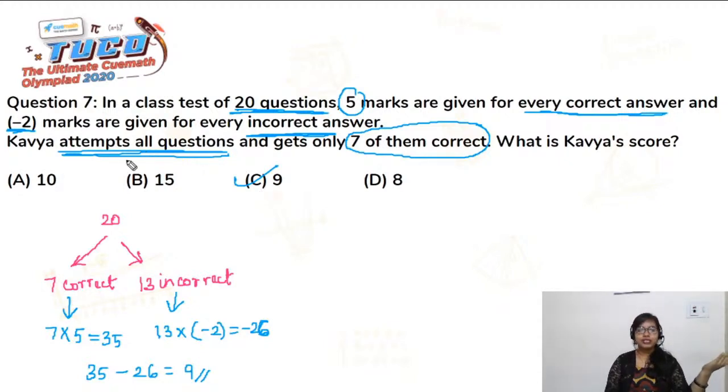So what Kavya did was, Kavya attempted everything. But let's say that Kavya would have attempted only the questions which she was sure about. She would have in fact scored much better marks, which is 35. Isn't it so? So out of 20 questions, even if she would have got 7 correct and wouldn't have attempted any other question, she would have scored 35. Decent, I mean, better than 9 itself, right?